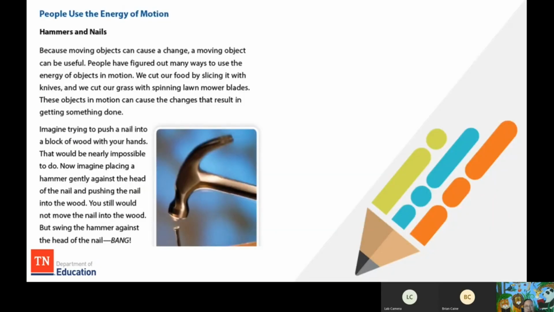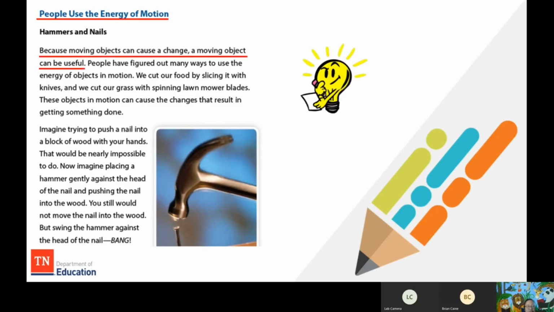People use the energy of motion. So this section is going to teach me how people use energy of motion. Hammers and nails. Because moving objects can cause a change, a moving object can be useful. Well, that is very important to know because people want things to be useful. People have figured out many ways to use the energy of objects in motion. We cut our food by slicing it with knives, and we cut our grass with spinning lawnmower blades. These objects in motion can cause the changes that result in getting something done.